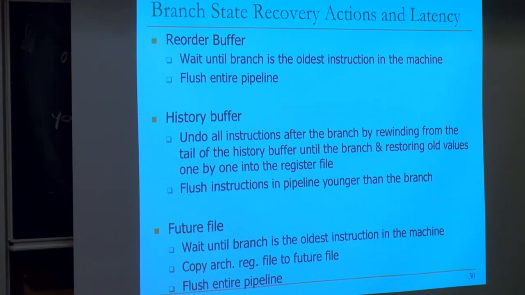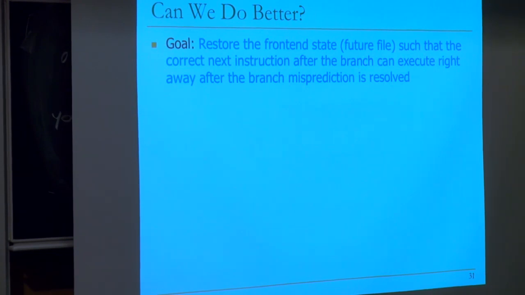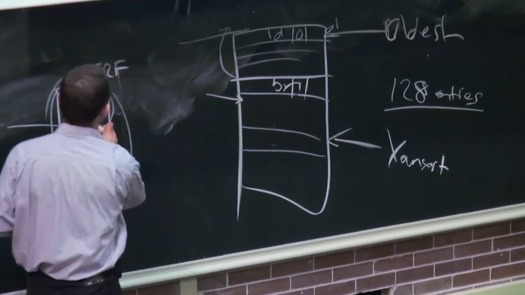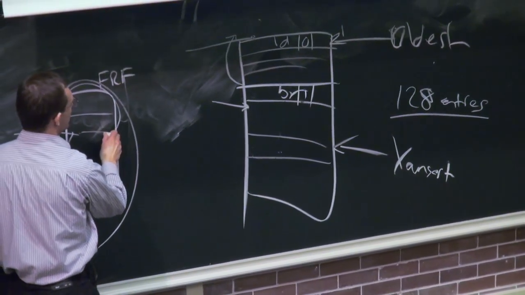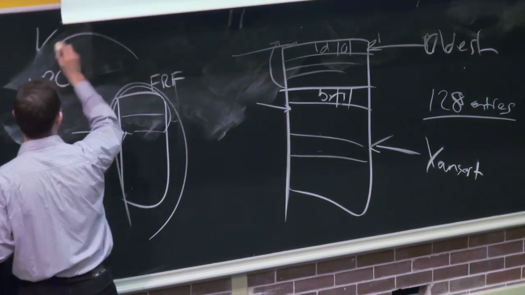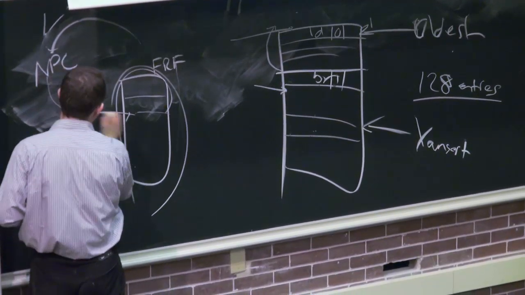The question is, can we do better? Basically, our goal is to restore this front-end state such that the correct next instruction after the branch can execute right away, after the branch misprediction is resolved. Basically, when this branch is mispredicted, regardless of whatever instructions are in the machine, we'd like to be able to restore this front-end state such that the next instruction we fetch at the next PC, or the correct target of the branch, can execute right away.